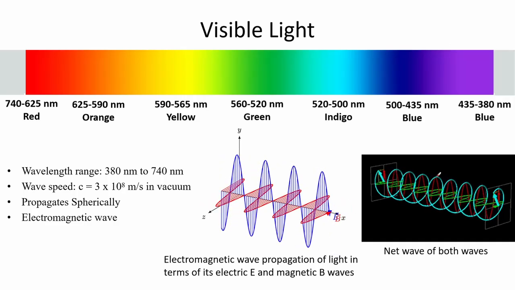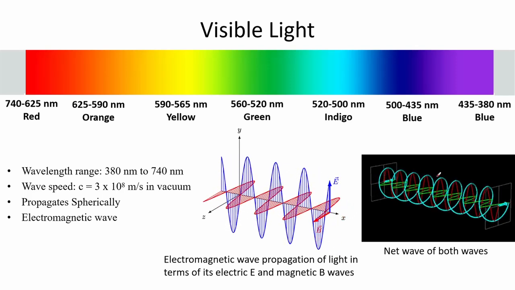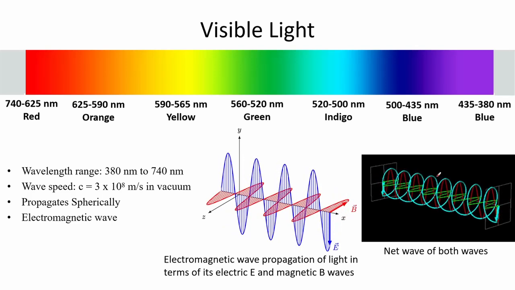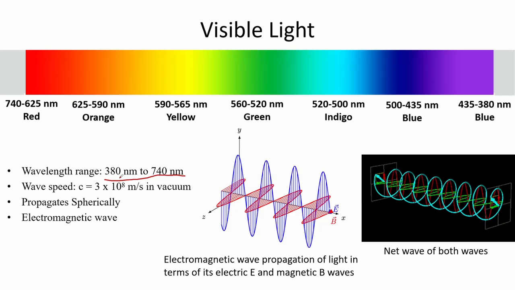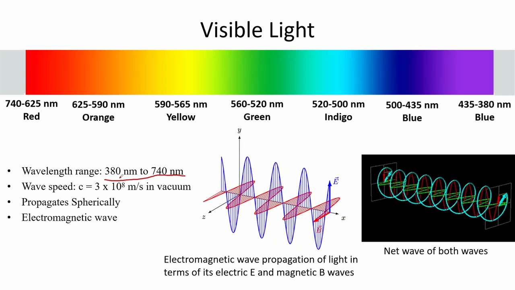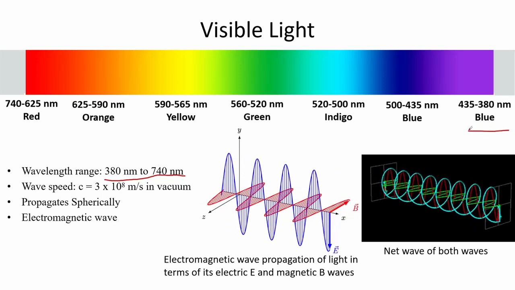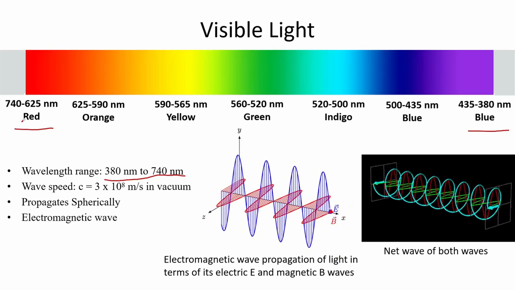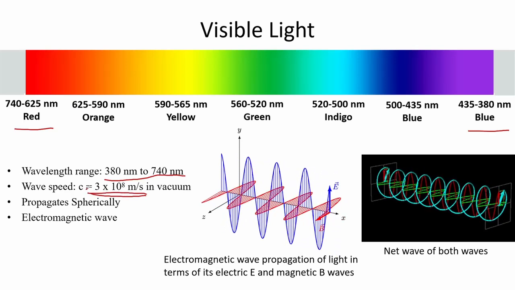Let us look into the region called the visible light or the spectrum, which we are able to perceive without any machinery for detection. The range or the wavelength of visible light is between 480 nanometers to 740 nanometers. 740 nanometers would be on the red-colored part of the spectrum, while the 380 nanometers would be the violet-colored region. The light has a particular speed called the wave speed, or commonly called the speed of light, which is about 3 times 10 to the power of 8 meters per second in vacuum.